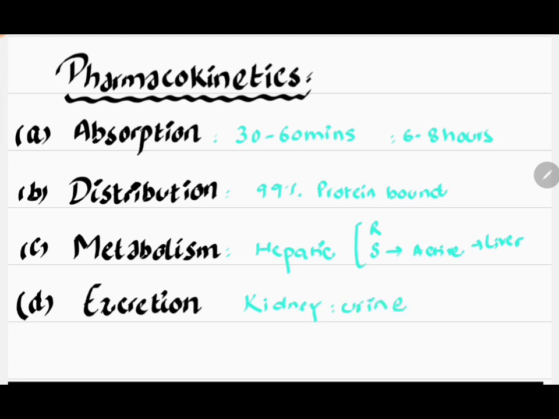The most important thing to remember from the category of pharmacokinetics is the onset of action: it will take around 30 to 60 minutes for the drug to kick in and produce its effect in the body, and the effect will last for around 6 to 8 hours.